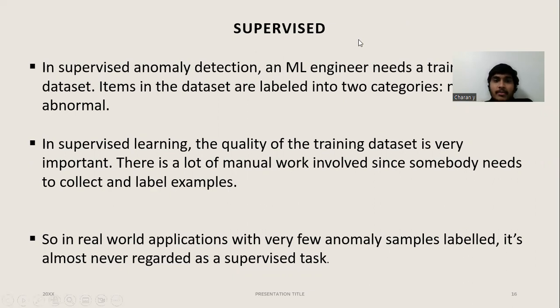The model will use these examples to extract patterns and be able to detect the abnormal patterns in previously unseen data. In supervised learning, the quality of the training dataset is very important. There is a lot of manual work involved since somebody needs to collect and label examples.